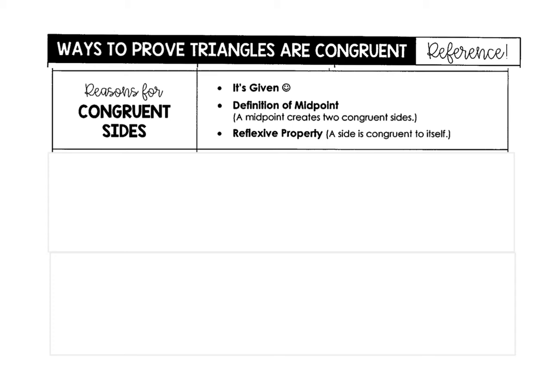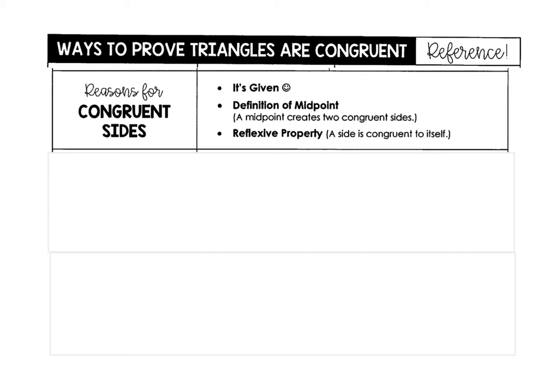Sometimes in the given, they will tell you you have a midpoint. The midpoint automatically tells you that two pieces are congruent to each other. And very often these two pieces are on the two different triangles that you're trying to prove. And so if they say this is a midpoint, what they're trying to get you to use is the definition of midpoint to say that two pieces are congruent. And then the reflexive property.